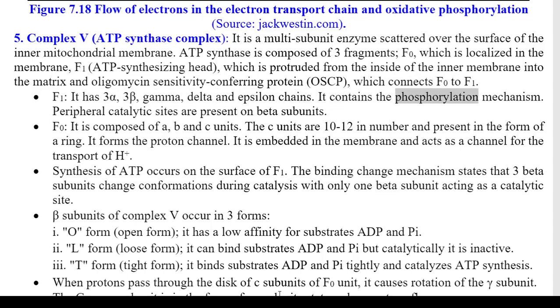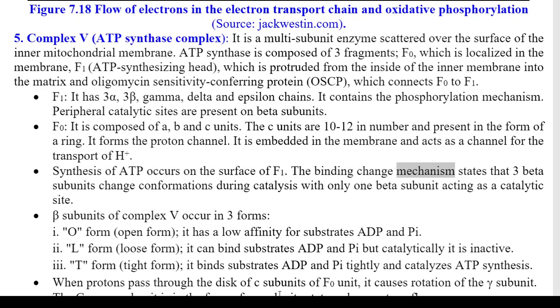It contains the phosphorylation mechanism. Peripheral catalytic sites are present on beta subunits. F0 is composed of A, B and C units. The C units are 10 to 12 in number and present in the form of a ring. It forms the proton channel. It is embedded in the membrane and acts as a channel for the transport of H+. Synthesis of ADP occurs on the surface of F1.